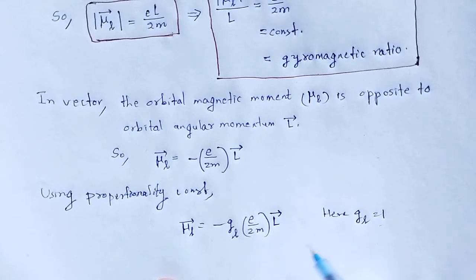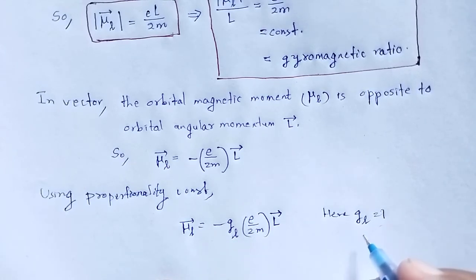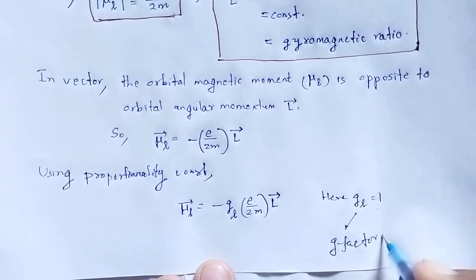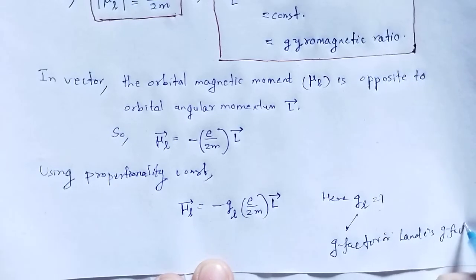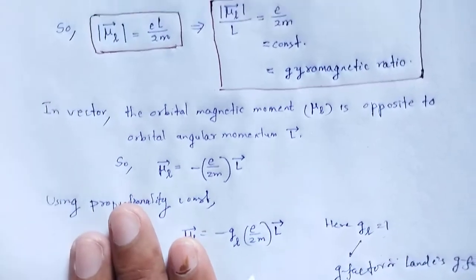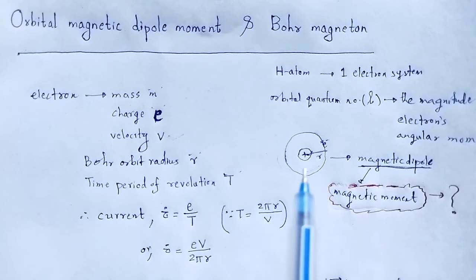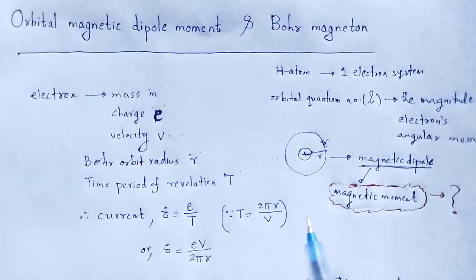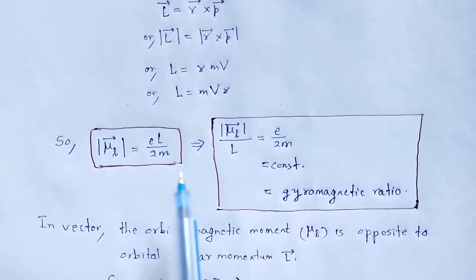In further equations, as we study various conditions, that value may differ, but in this case g of L is equal to 1, which is known as the g factor, or Lande g factor. This is all about the orbital magnetic dipole moment: how the revolving electron behaves like a magnetic dipole, and what the magnetic moment of that dipole should be.